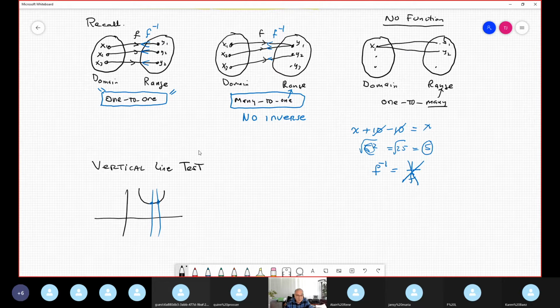Suppose another example like that. It's a parabola, but a parabola that opens to the right. When you apply the vertical line test, it fails the test, no function.